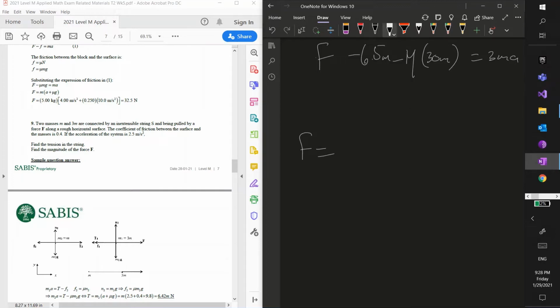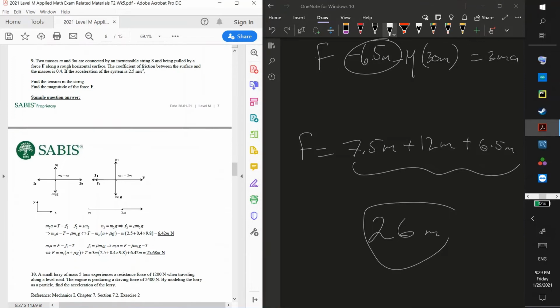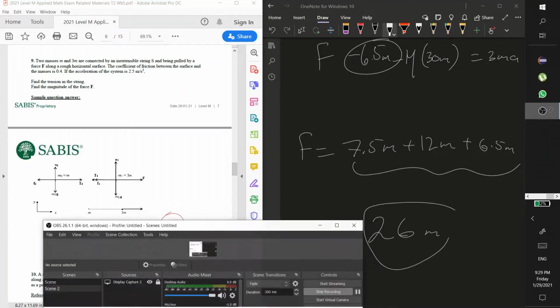So your ma term is 3ma, your a is 2.5, so 3 times 2.5 is how much? That's just 7.5, and don't forget your m. 7.5m plus 30m multiplied by mu, your mu is 0.4, and 0.4 by 30 is 12, so you have 12m, plus this one, which is 6.5m. Add them up and you get 26m. Of course, they got different numbers because they're using 9.8 instead of 10 for g.